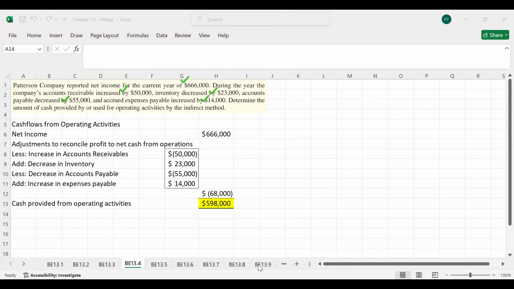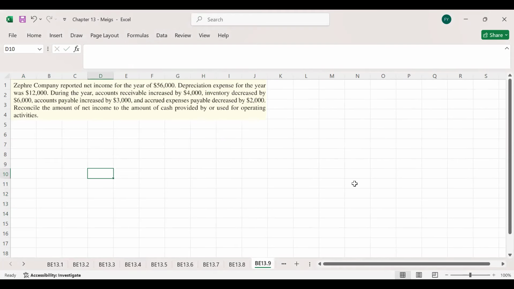We are going to practice one more exercise, which is 13.9. And the data which we have in this exercise: we have net income, and then depreciation is given, then increase in accounts receivable, decrease in inventory, increase in accounts payable, and decrease in accrued expenses. So reconcile the amount of net income in order to calculate cash provided or cash used by operating activities.